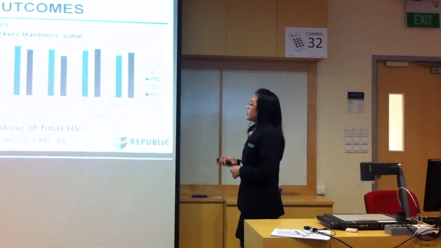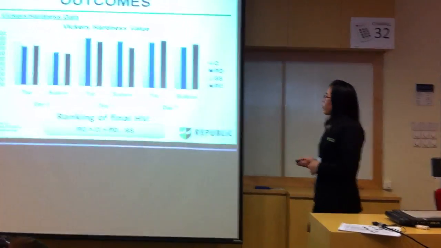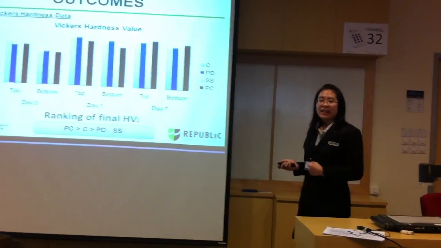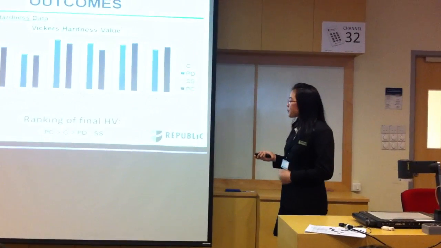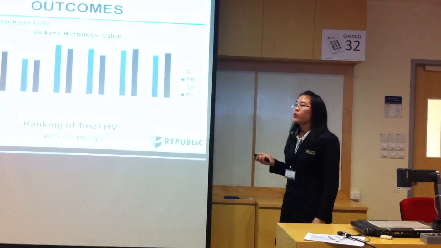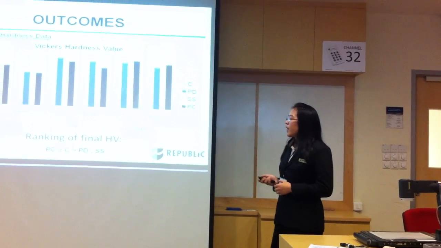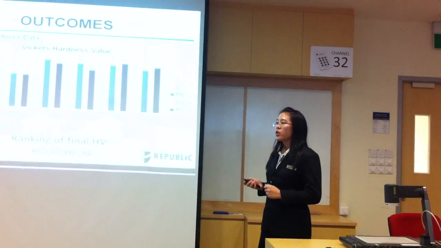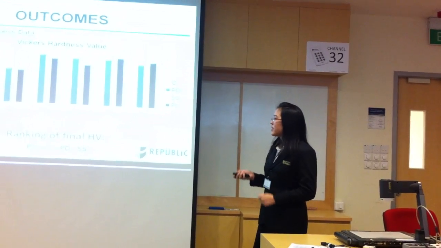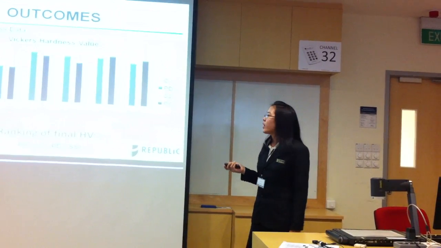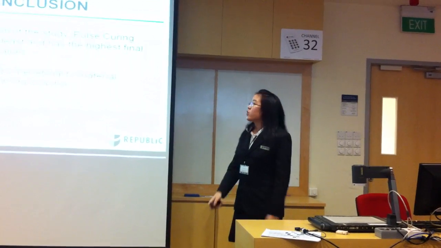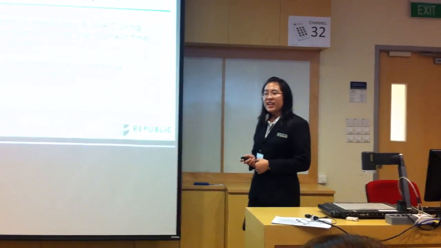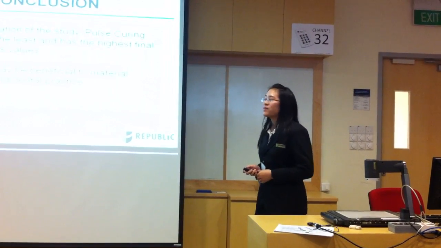And this is the Vickers hardness value data which we have computed. PC maintained the highest final Vickers hardness value. From these results that we have gathered, it can be shown that PC showed the least polymerization shrinkage while maintaining the highest final Vickers hardness value. And so, within the limitation of our study, we can conclude that the pulse curing method shrunk the least and has the highest final Vickers hardness values.